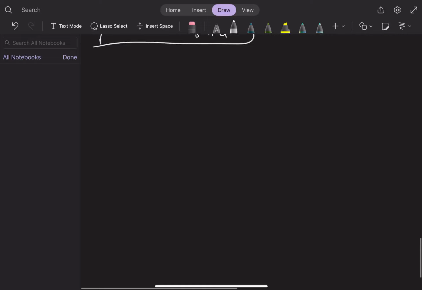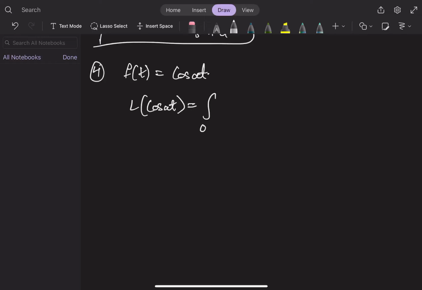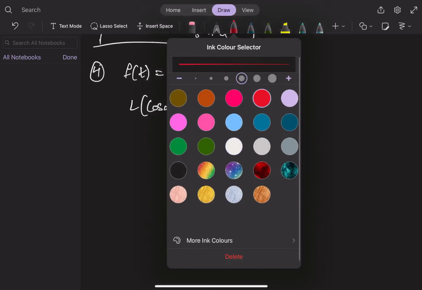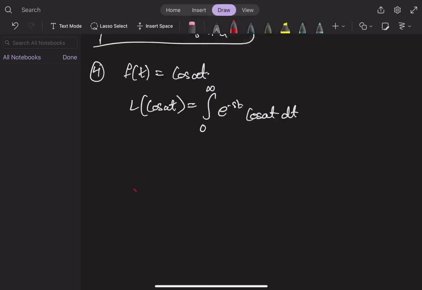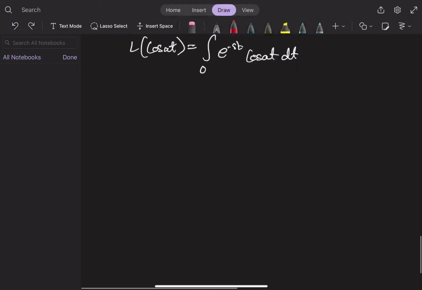For the next function, f(t) is equal to cos at. So Laplace of cos at will be integral 0 to infinity e raised to minus st cos at dt. Again we have a formula for this which comes by applying integration by parts twice. So I'll just write down that formula.